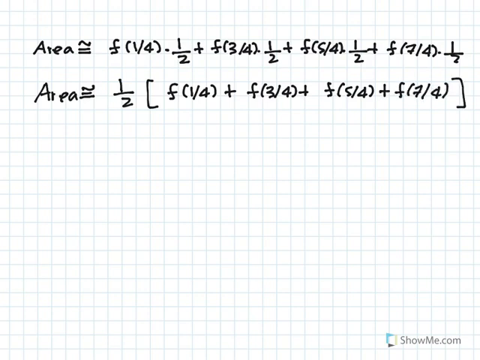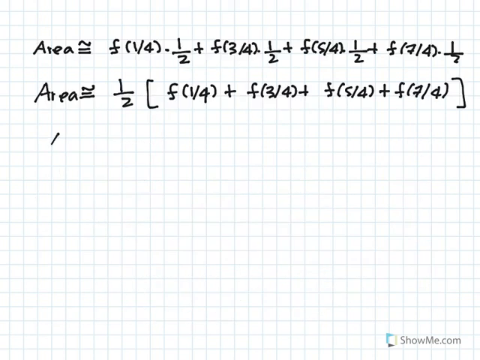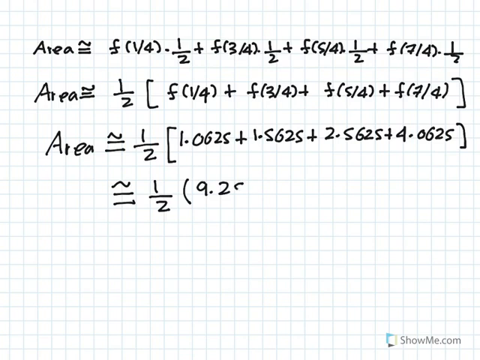But these functional values have all been calculated in the previous page. On page 2, you will see that we calculated all those functional values. So let's just plug those in. The area is approximately equal to 1/2 times f of 1/4, that's 1.0625, plus f of 3/4, that was found to be 1.5625, plus f of 5/4, that is 2.5625, plus f of 7/4, that's 4.0625. Let's add up all these numbers, and we get 1/2 times 9.25.